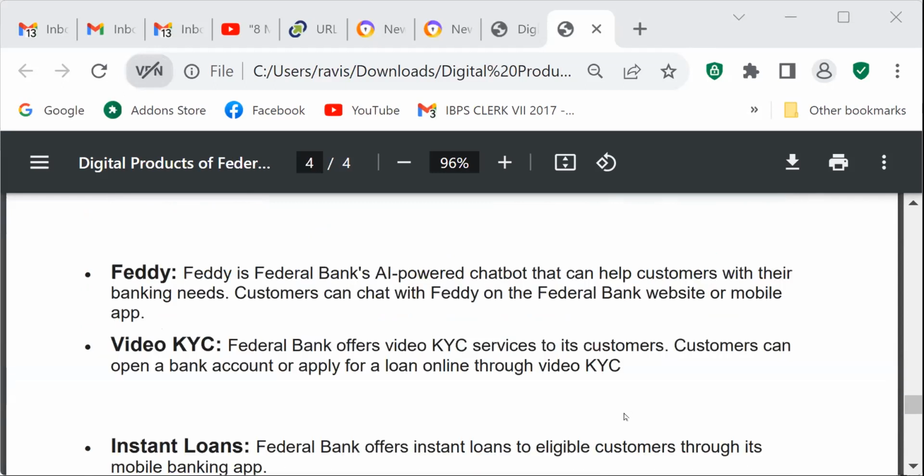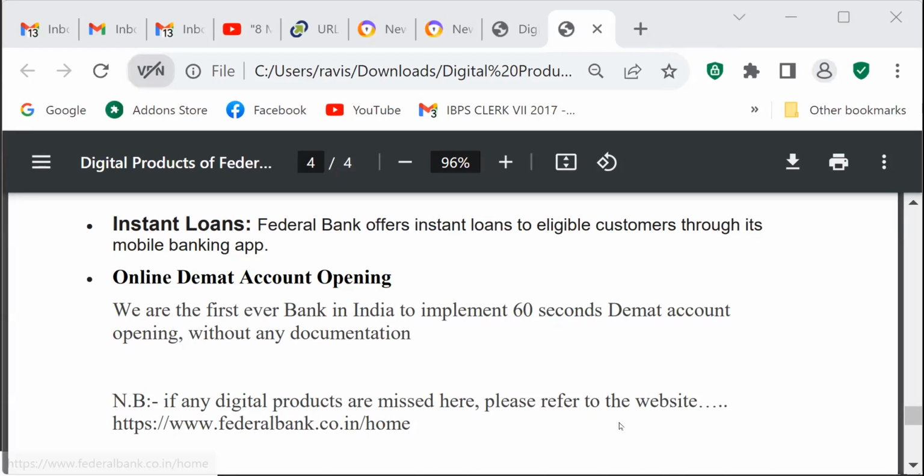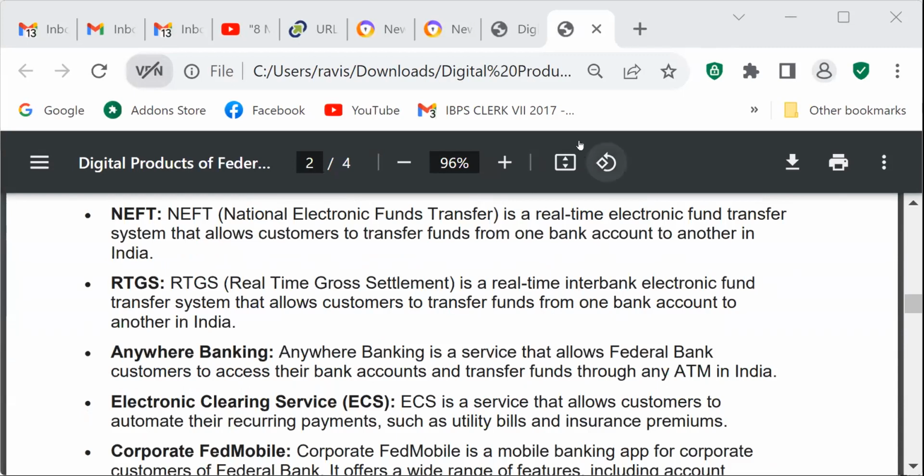Then read this, Feddy. Feddy is Federal Bank's AI-powered chatbot that can help customers with their banking needs. Customers can chat with Feddy on the Federal Bank website or mobile app. Video KYC. Federal Bank offers video KYC services to its customers. Customers can open a bank account or apply for a loan online through video KYC. Continue. Instant loans. Federal Bank offers instant loans to eligible customers through its mobile banking app. Online Demat account opening. We are the first ever bank in India to implement 60 seconds Demat account opening without any documentation. If any digital products are missed here, please refer to the website federalbank.co.in. Good. Now, I will stop sharing this.